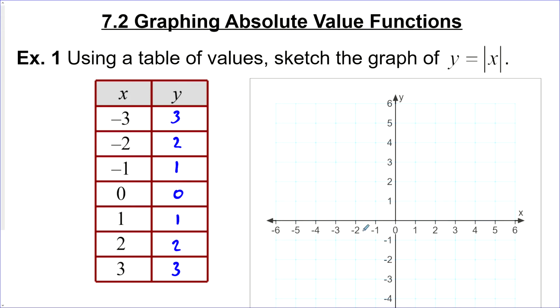Let's plot those on this graph. 3, 2, 1, 0, 1, 2, 3. And that's how our absolute value function would look. Now keep in mind that before it was just a linear function, y equals x, and if you take the absolute value of it, it's still got this straight characteristic to it.